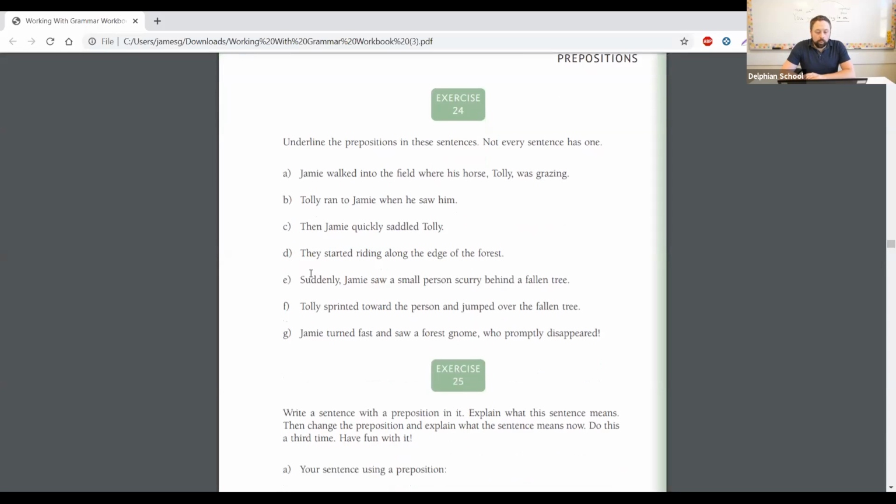All right, we're going to do one more sentence here. Sentence F. Tolly sprinted toward the person and jumped over the fallen tree. What are the prepositions here? And what are the prepositional phrases? So let's try to spot them, because there's more than one here.